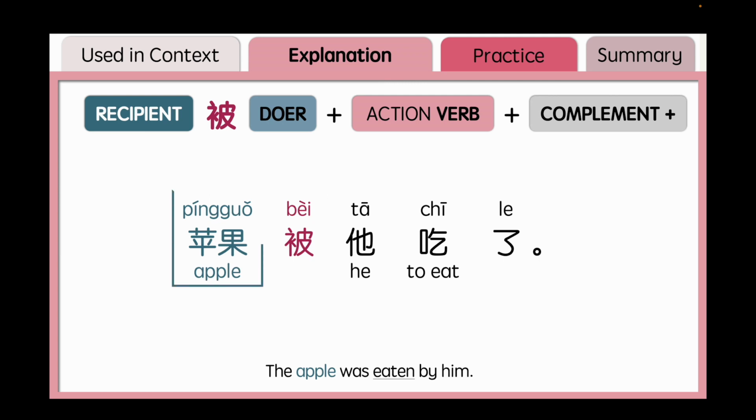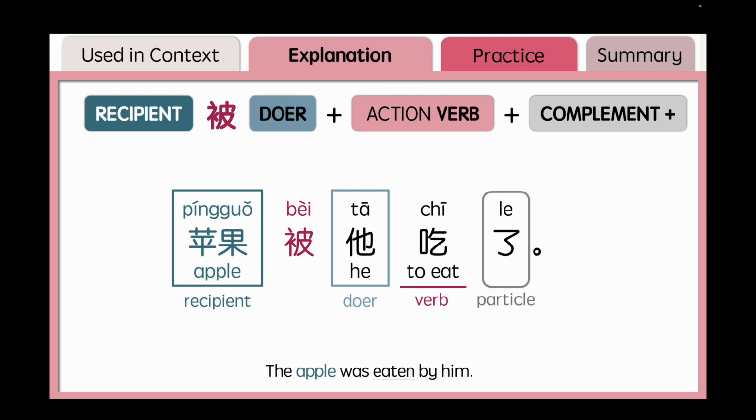The recipient of the action, 苹果, was eaten by the doer of the action, 他, in this sentence. Remember, you cannot just leave the action verb hanging at the end of the sentence. 苹果被他吃 sounds very unconventional. In this example, we have the aspect particle 了 at the end to indicate the completion of the action.